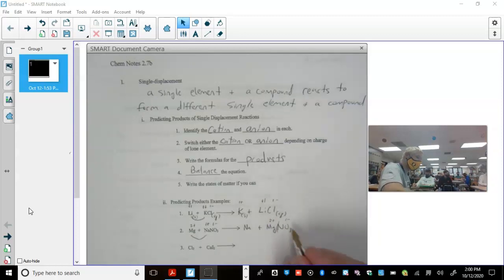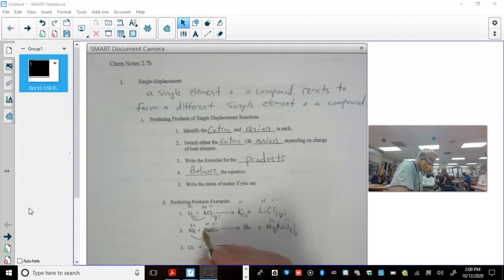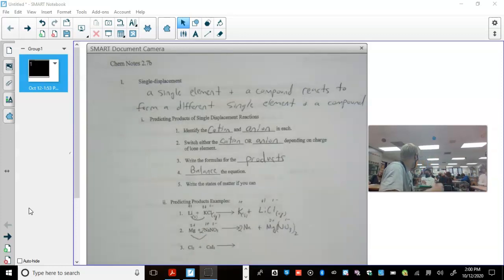So I got to make sure MgNO3 is a correctly balanced molecule, so I crisscross the charges and make it Mg(NO3)2. That way the overall charge, 2 times minus 1 is minus 2, 1 times 2 plus is 2 plus. 2 plus minus 2 is 0. I got to balance it. I got 2 nitrates, so I need a 2 in front of there. That gives me 2 nitrates and 2 sodiums, so I need a 2 to get 2 sodium. So I'm putting it all together.